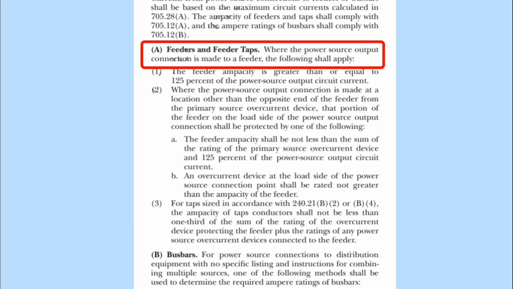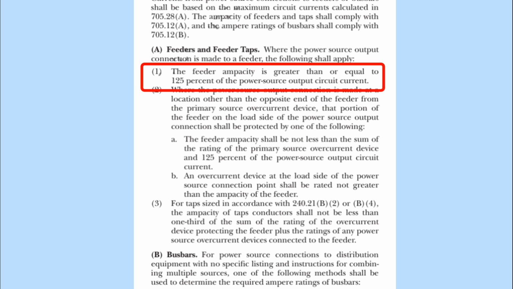Okay, back to 705.12(A), feeders and feeder taps. Where the power source output connection is made to a feeder, the following shall apply. 1. The feeder ampacity is greater than or equal to 125% of the power source output circuit current. So the ampacity of that feeder has to be rated at least 125% or more of the maximum rated output of the inverter.